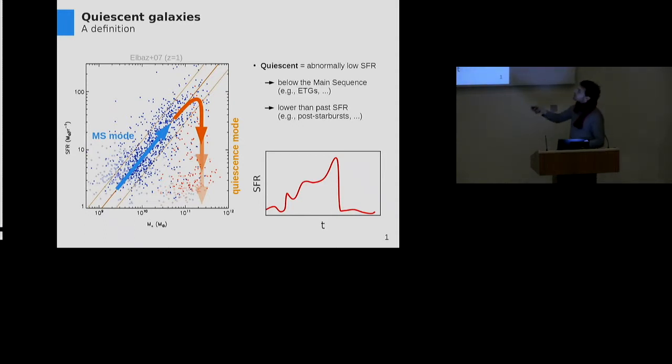So one way to see this is one reference star formation rate is the galaxy main sequence that you see highlighted here, which is populated by star-forming galaxies. And you can identify quiescent galaxies simply as those that have a star formation rate that falls significantly below what you would expect purely from just random fluctuations of the star formation rate in that sequence.